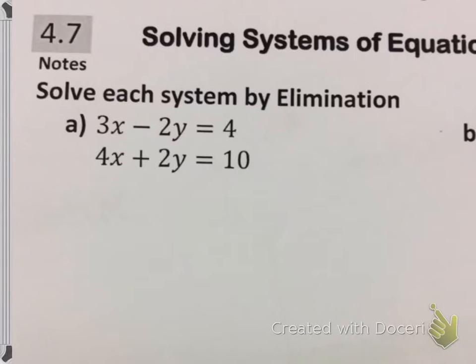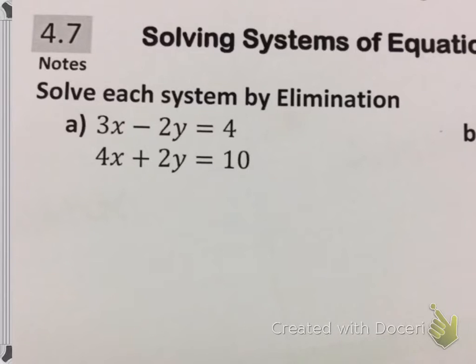This is Note-Taking Guide 4.7, and it's solving systems of equations by elimination. Now, I've already taught you how to solve a system of equations by graphing and finding the point of intersection. And then last note-taking guide, I showed you how to solve a system of equations by substitution method. So this is just a third method on how to do the exact same thing.